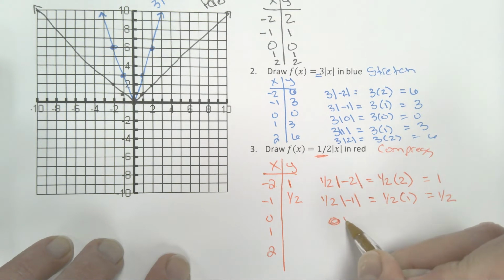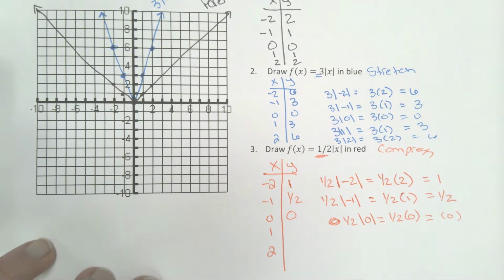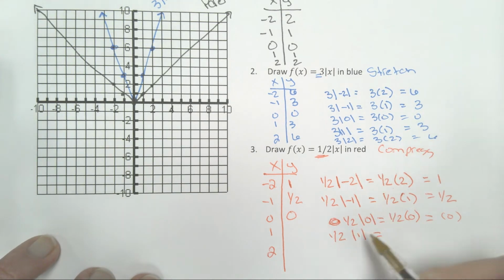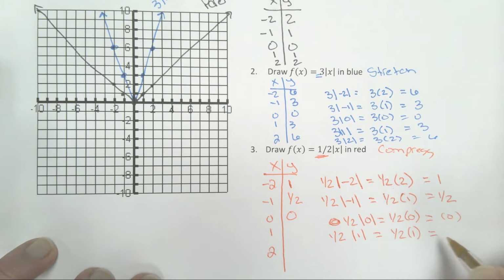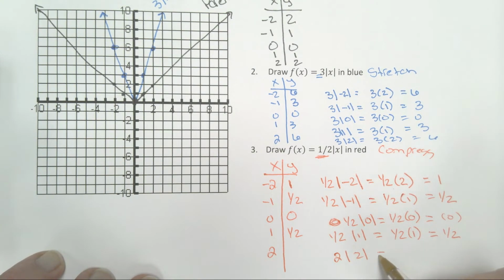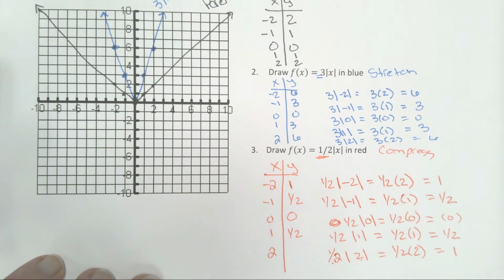I have 1/2 times the absolute value of 0. The absolute value of 0 is 0, and anything times 0 equals 0. 1/2 times the absolute value of 1. The absolute value of 1 is 1, and a half times 1 is a half. Plug 2 in. That's a half times the absolute value of 2. The absolute value of 2 is 2. And a half of 2 is 1.